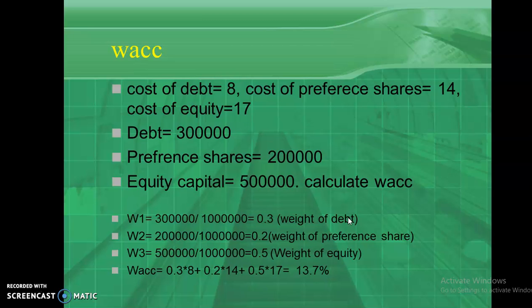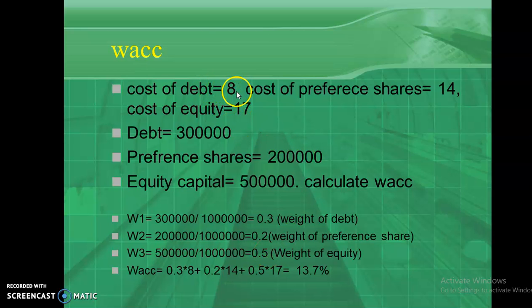Cost of debt is 8, cost of preference share equals 14, cost of equity equals 17. Debt or debentures 3 lakh rupees, preference shares 2 lakh, equity capital 5 lakh. So from this, what's the total capital? 3 lakh plus 2 lakh plus 5 lakh. You will get 10 lakh rupees as total capital. So how will you calculate the weight? Weight 1, 3 lakh divided by 10 lakh, 0.3. And what is the weight of preference shares? 2 lakh divided by 10 lakh, 0.2. And what is the weight of equity capital? 5 lakh divided by 10 lakh, you will get 0.5. So you get the weight of each and every source of capital here.